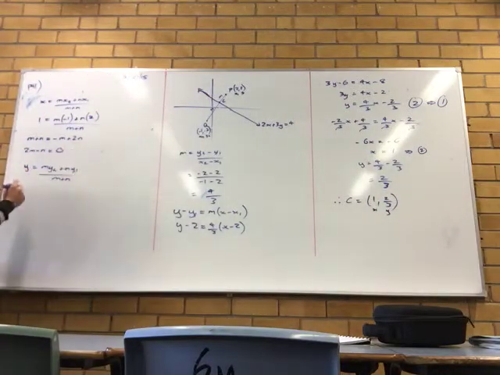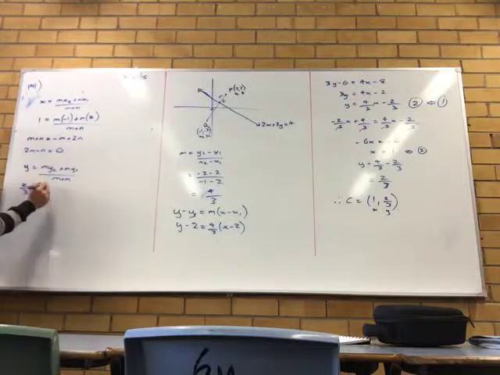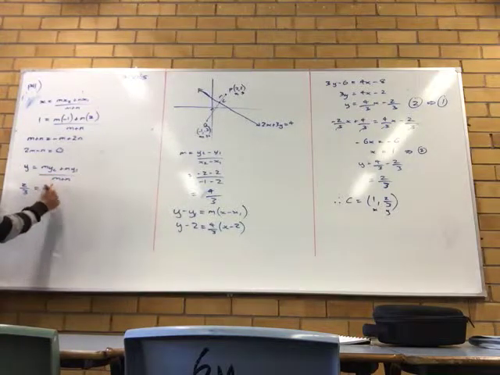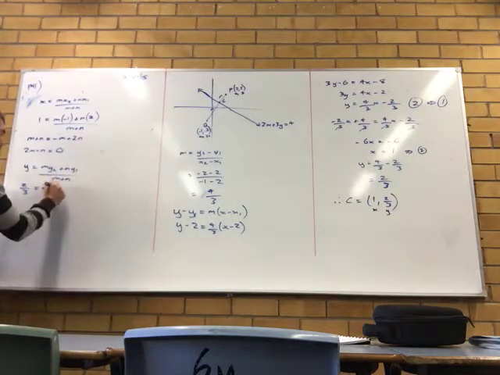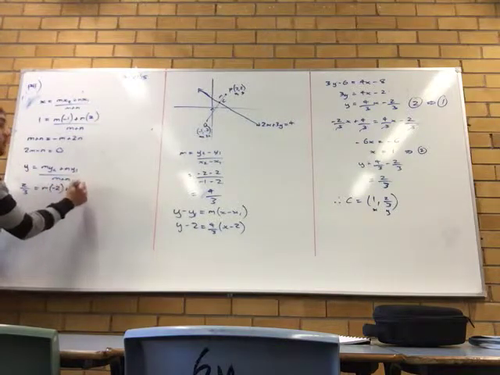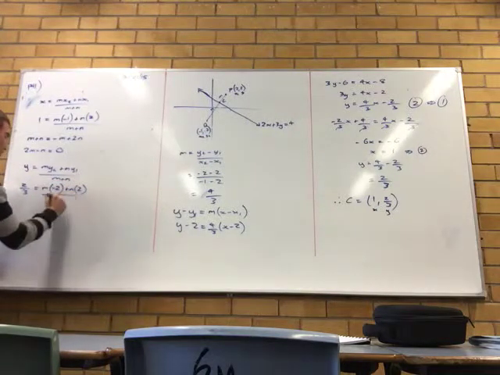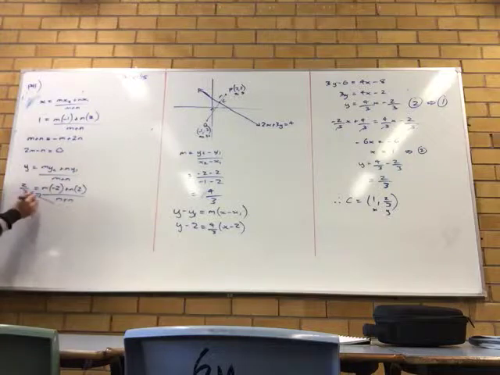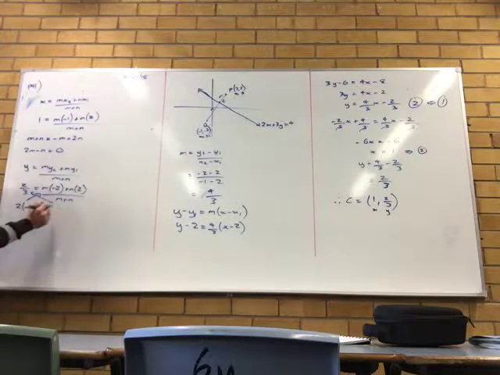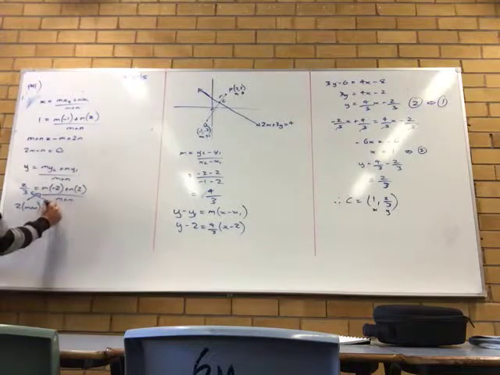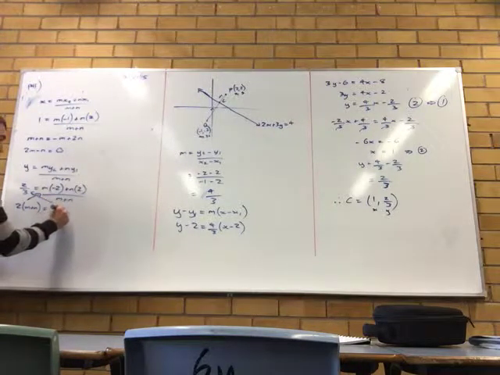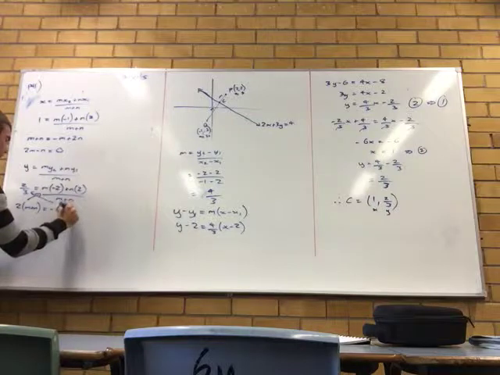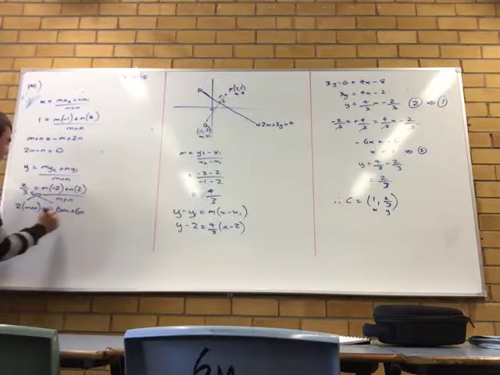Alright, so y is 2/3. It's going to be m lots of y2 plus n lots of y1. Okay, so cross multiply. So 2 lots of m plus n is going to be negative 6m plus 6n.